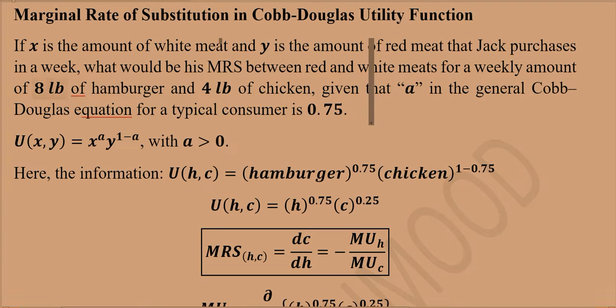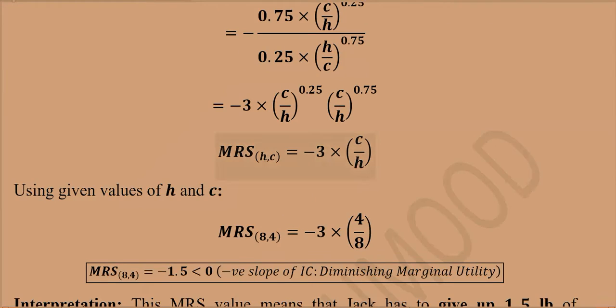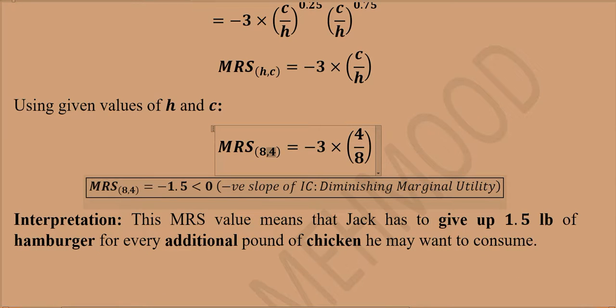This is the question, that is 8 pounds of hamburger and 4 pounds of chicken. So we can use these values of hamburger and chicken in this numerical, and we can come up with the numerical answer of this MRS. As you can see, now we have used H and C, their numerical values, not just their symbols, and once we do this we get the final answer, which is minus 1.5, which is less than 0.